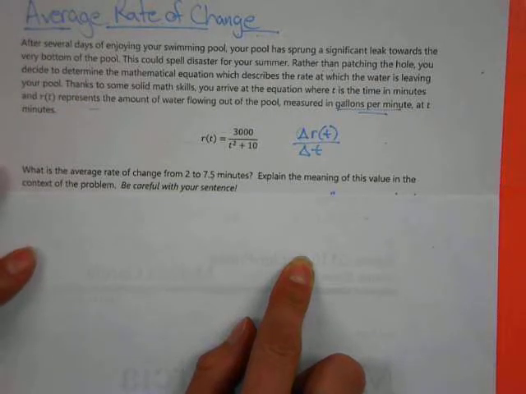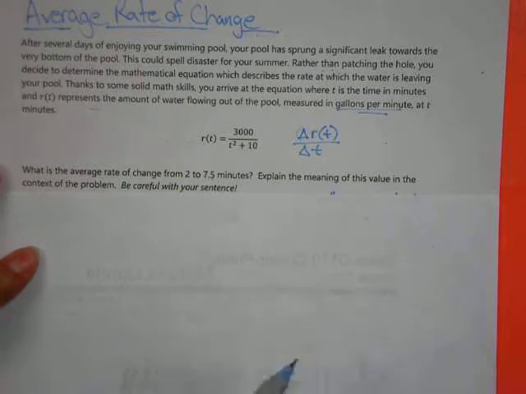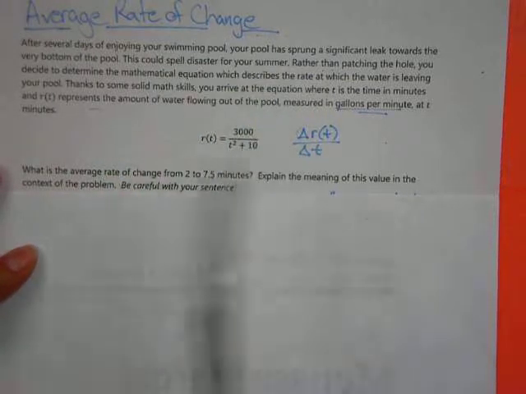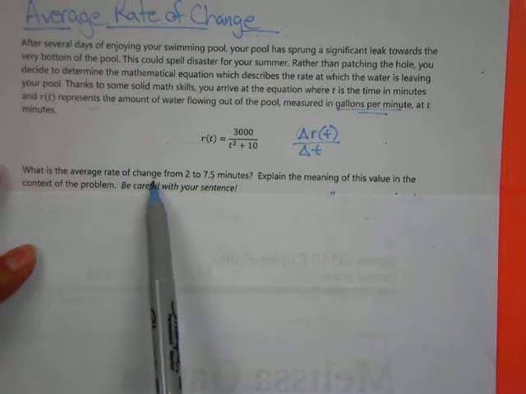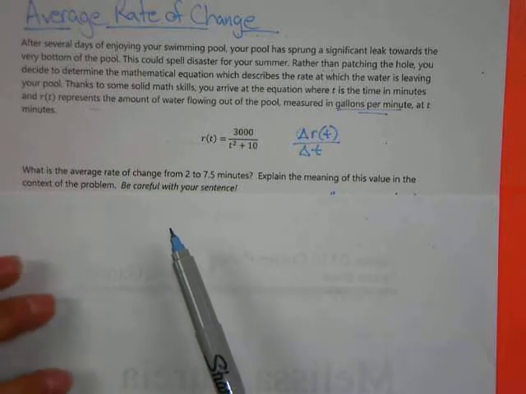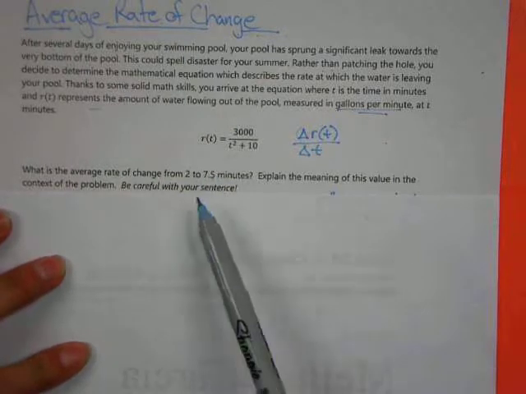Alright, so in this example, I'm going to be doing an example of an average rate of change problem from a word problem, where not only do we need to solve what is the average rate of change, but it also asks us to explain the meaning of the value in the context of the problem. So let's go ahead and read this example together.